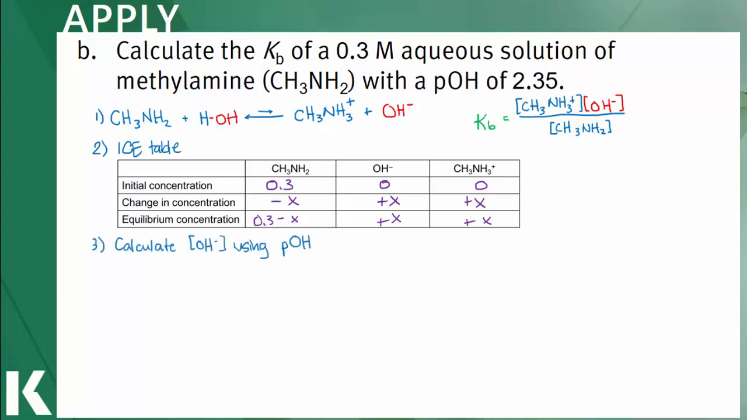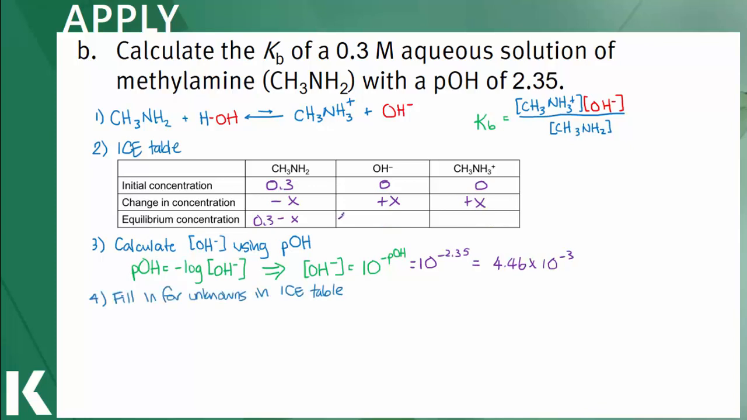Next, we need to use the pOH information to calculate the concentration of hydroxide. Since pOH is equal to the negative log of the concentration of hydroxide, rearrange to solve for hydroxide, which is equal to 10 to the negative pOH. 10 to the negative 2.35 is equal to 4.46 times 10 to the minus 3. And since the hydroxide concentration will equal the methylammonium, we can start filling in our table. So 4.46 times 10 to the minus 3 for hydroxide, same thing for methylammonium, and the equilibrium concentration for methylamine will be 0.3 minus 4.46 times 10 to the minus 3.